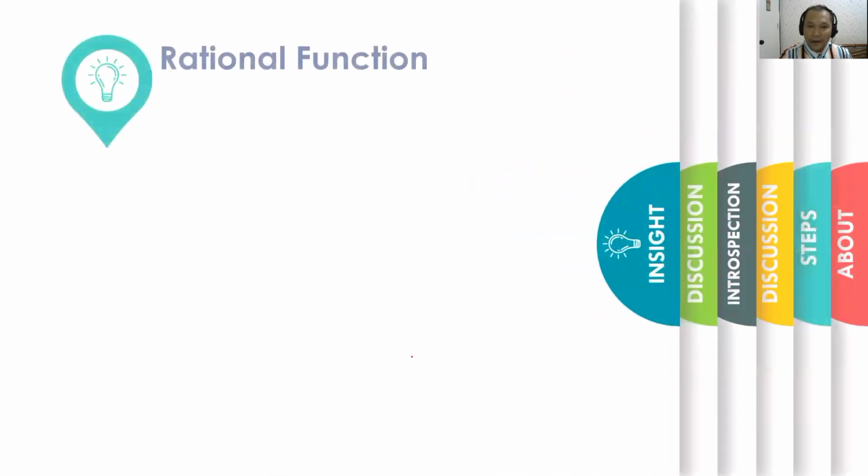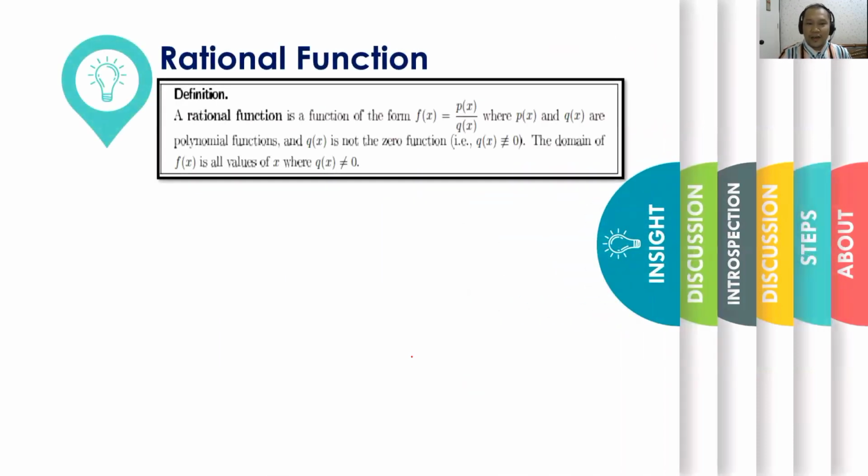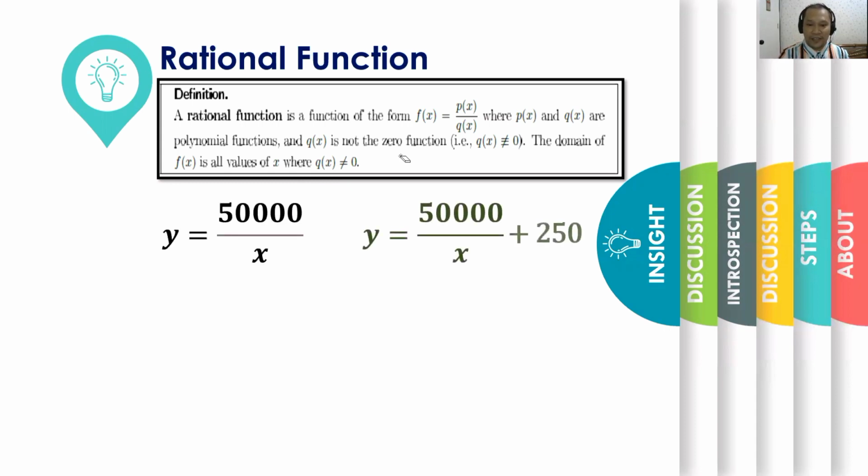Okay, now remember, when we talk about a rational function, it is a function in the form of a fractional function wherein the numerator and denominator are polynomial functions, and our denominator is not the zero function. And based on our illustrations, here are our examples of rational functions.